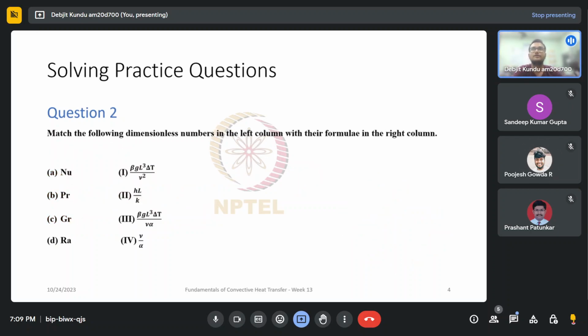So this is a match the following type of question in which we have two columns and four options in each column. So what we have to do is match the following dimensionless numbers in the left column with their formulae in the right column. So I have four dimensionless groups over here and four formulae of those dimensionless numbers. So what you have to do is match items of column 1 to items of column 2. So the crucial thing to do here is to find out what is the formula of the corresponding dimensionless number.